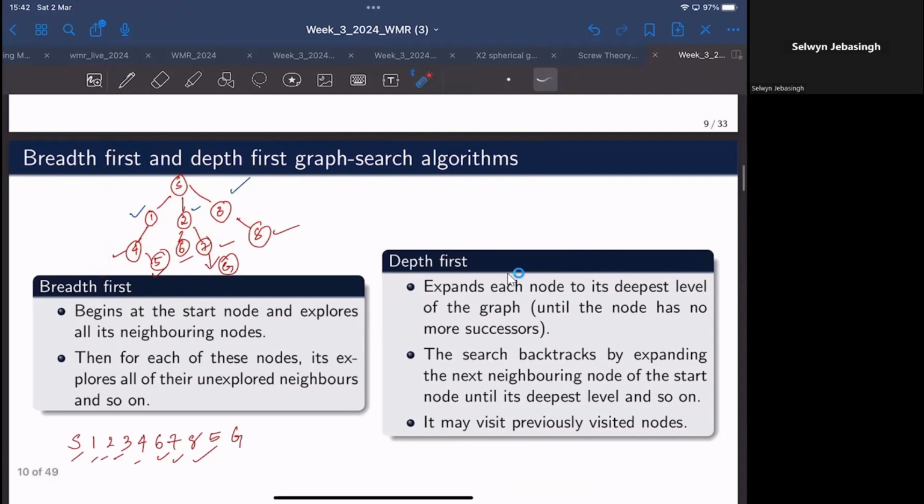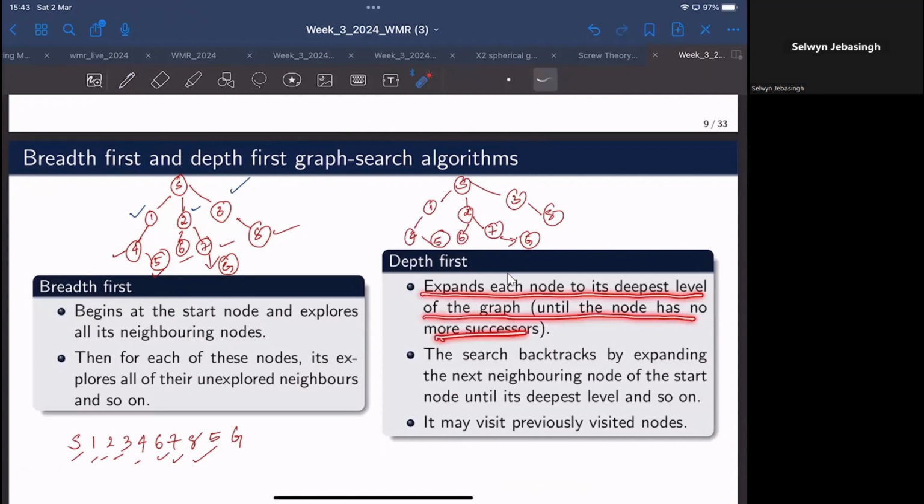And what about depth first? So again, in case of depth first, if I reproduce this connectivity graph, then 5, then from 2 we have 6 and 7, then from 3 we have 8, then from 7 we have this goal position. Unlike the breadth first algorithm, it expands each node to its deepest level of the graph until the node has no more successors.